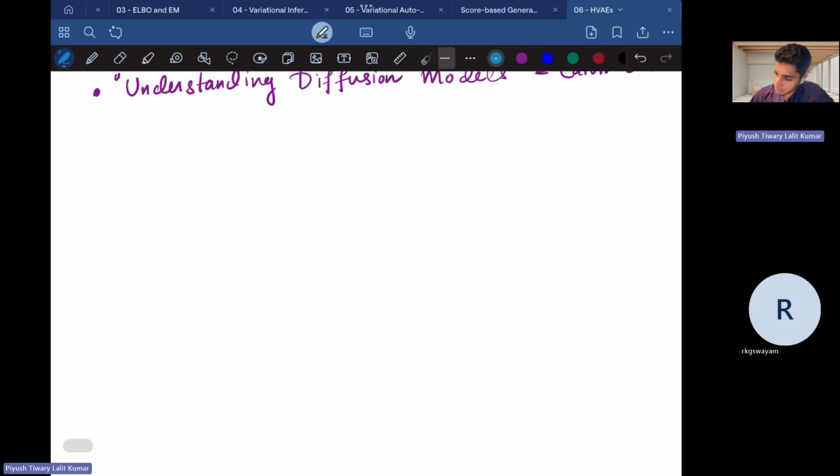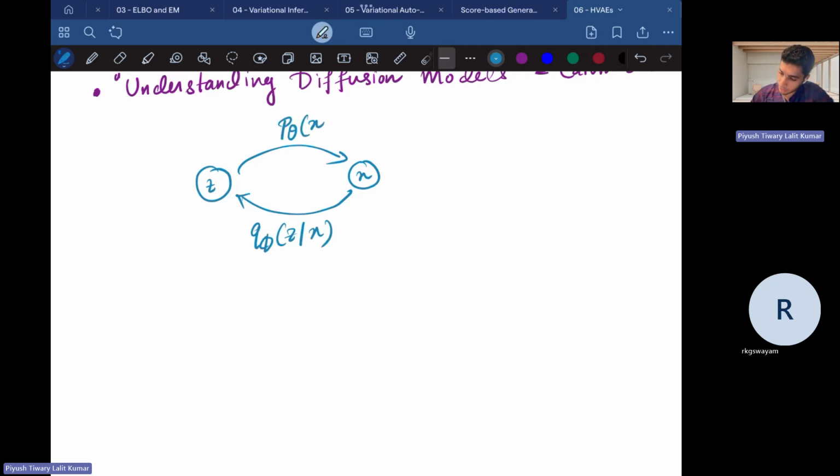So let's start. In VAEs, what we have seen is there are two views. There is Z, there is X. There is an inference view, which asks for a distribution Q phi of Z given X, and there is a generative view, using which you can generate data, which is given by P theta of X given Z.